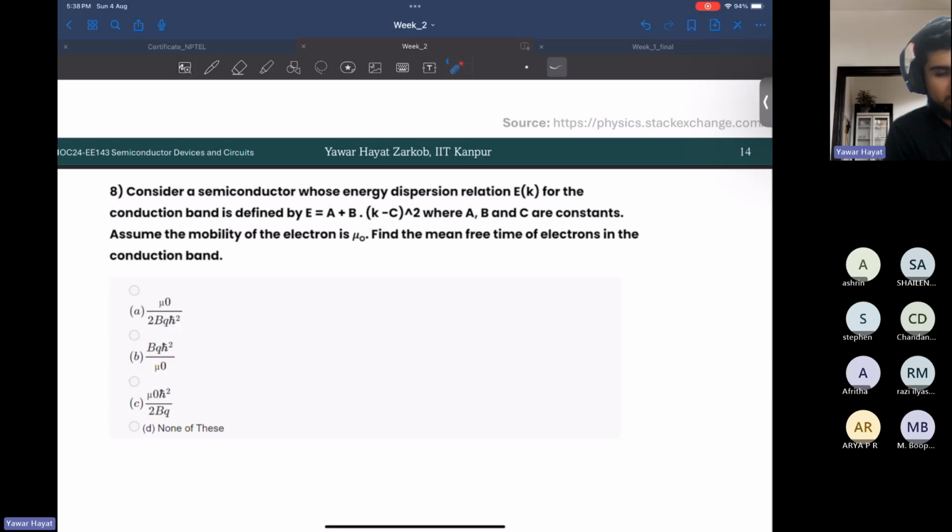Now to question 8, which is: consider a semiconductor whose energy dispersion relation E of k for the conduction band is defined by E equals A plus B times (k minus C) whole square, right? Where A, B, and C are constants. You need to assume that the mobility of the electron is mu naught. You need to find the mean free time of electrons in the conduction band. It is actually a simple one.